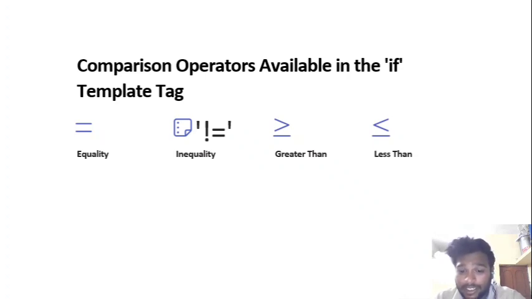Next is greater than. The greater than operator checks if the left hand operand is greater than the right hand operand. If it is, that means if the left hand operand is greater than the right hand, it returns true. Otherwise, it returns false. Next is lesser than. If the left hand operand is lesser than the right hand operand, then it returns true, otherwise it returns false.